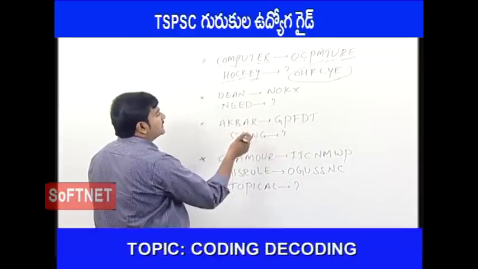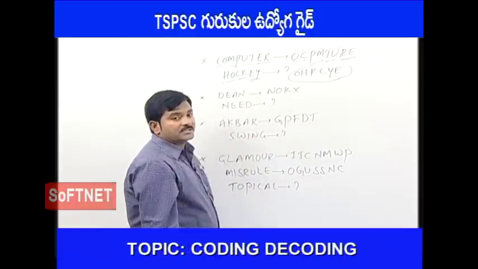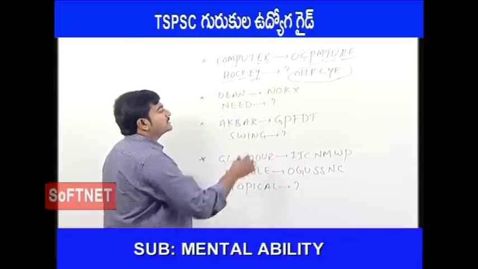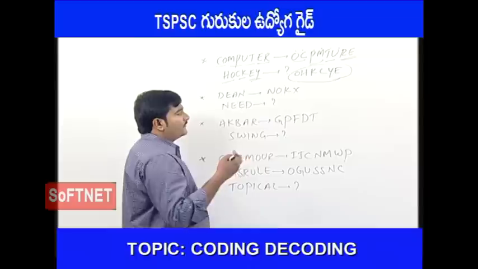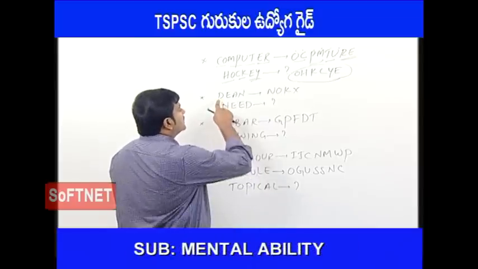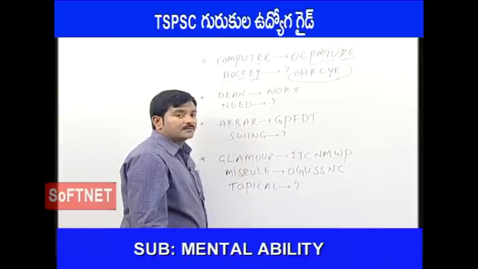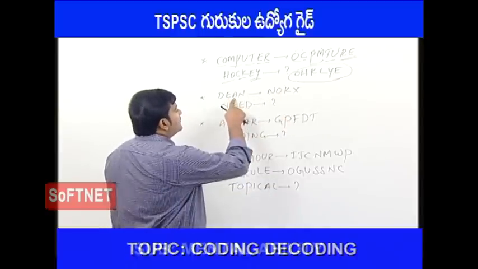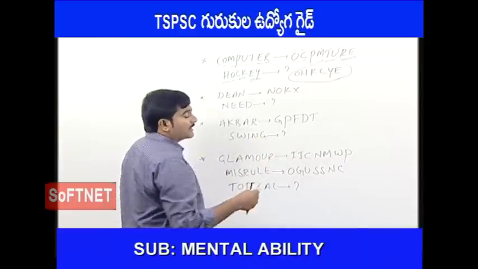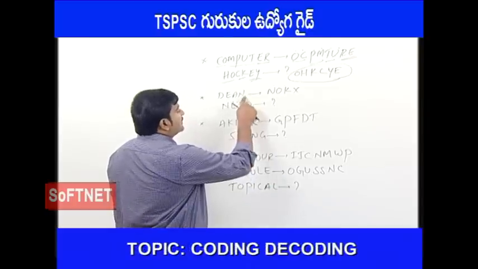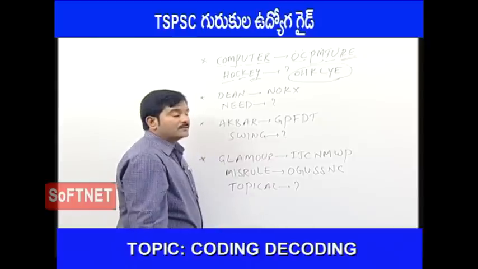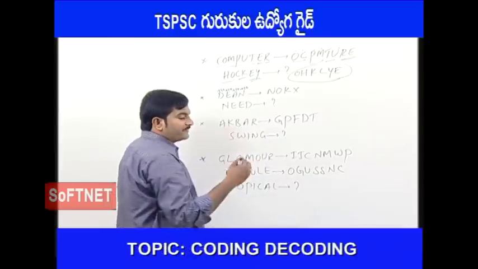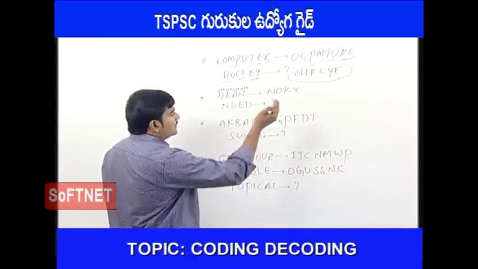Similarly observe here, in a certain code language, DEAN can be written as NOKX. Then what is the code for the word need? If we number this, how will it look? D means 4, 4 has become 14, 10 added. E means 5, 5 has become 15, 10 added. A means 1, 1 has become 11, again added 10. Similarly N means 14, 14 has become 24. To obtain the letters for the given word Dean, we simply add plus 10 plus 10 plus 10 plus 10, so hence you are getting NOKX.